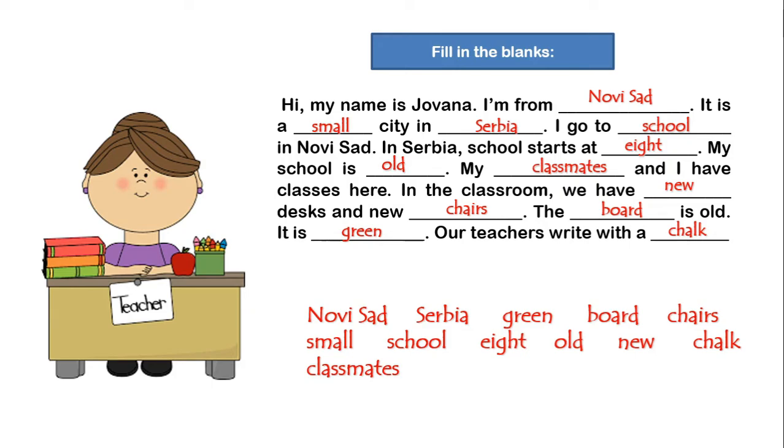Listen carefully. Hi, my name is Jovana. I'm from Novi Sad. It is a small city in Serbia. I go to school in Novi Sad. In Serbia, school starts at 8. My school is old. My classmates and I have classes here. In the classroom, we have new desks and new chairs. The board is old. It is green. Our teachers write with a chalk.